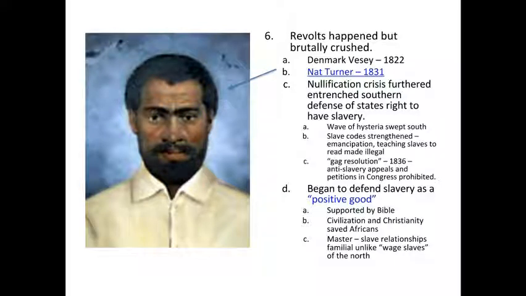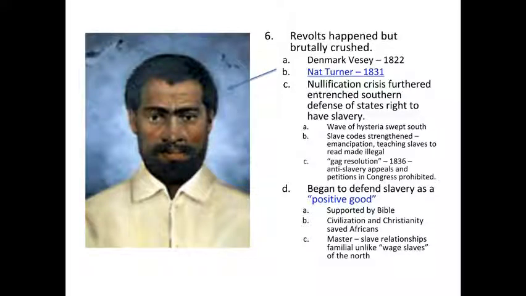Slave codes were strengthened and instituted even harsher, and any type of emancipation or teaching slaves to read or write was made illegal. The gag resolution happened in 1836, which was an anti-slavery appeal, and petitions in Congress was prohibited. So anybody who tried to appeal to Congress to get rid of slavery, those types of petitions were prohibited in Congress. So they couldn't do those types of things. And they also began to defend slavery as a positive good.